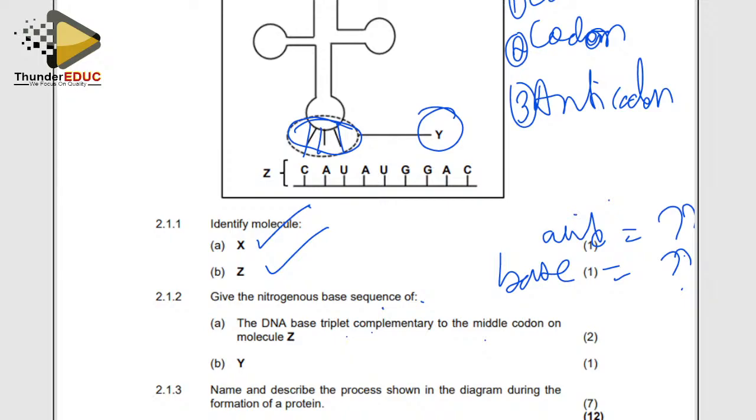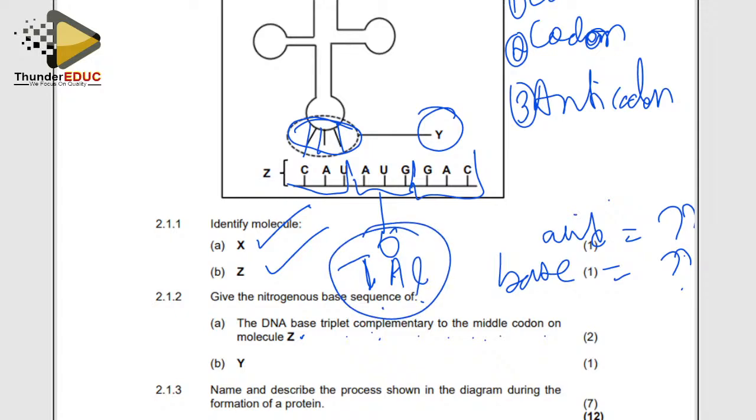They're saying, give the nitrogenous base sequence of the DNA base triplet complementary to the middle codon on the Z. On the Z, where is Z? Yes, so meaning the middle codon, they're looking for this. This is a messenger, so it's going to be: A goes with the T, and then U goes with the A, and then C. So that's how it's going to be. Is it clear? Yeah. Then they're saying describe and name the DNA base triplet.